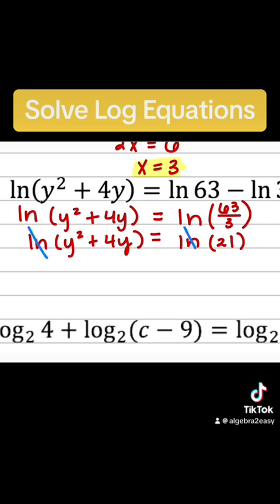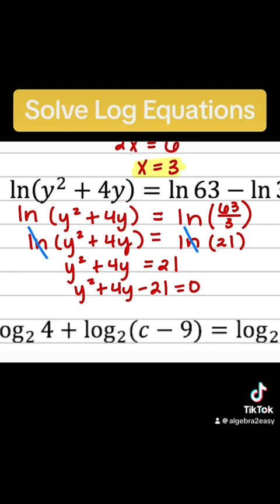Natural logs have a base of e, so they are the same. So I'm able to cancel my logs and only work with the arguments: y squared plus 4y is equal to 21. You do have a quadratic equation, so that means that your quadratic must be set equal to 0 to solve. So I'm going to subtract 21.